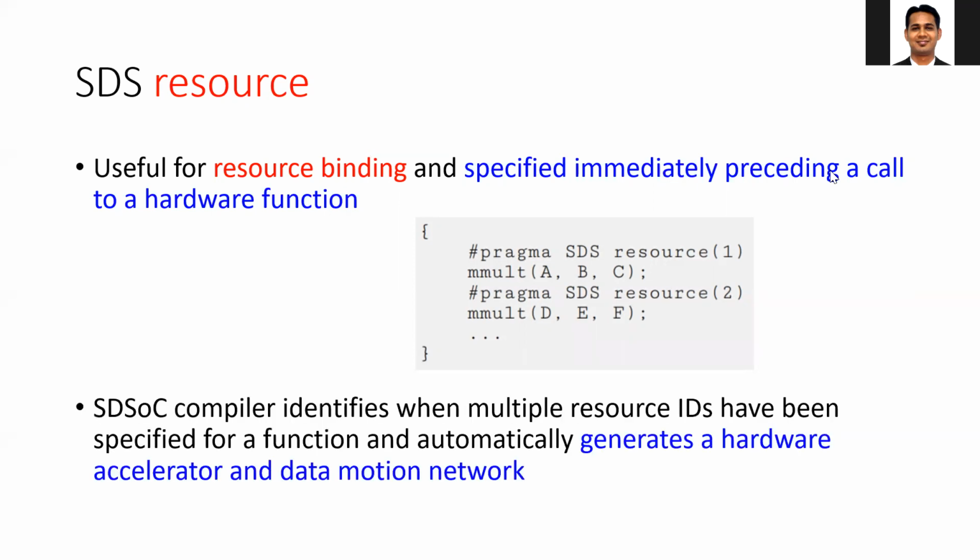So the SDSOC compiler identifies when multiple resource IDs have been specified for a function and automatically generates the hardware accelerator and the data motion network. For example, here the first call to the matrix multiplication function will be bound to an accelerator with ID 1, and the second call to the matrix multiplication will be bound to an accelerator with ID 2. This is the pragma we are going to use in our lab. So this completes the discussion on the SDS resource. We'll now move to the next pragma.